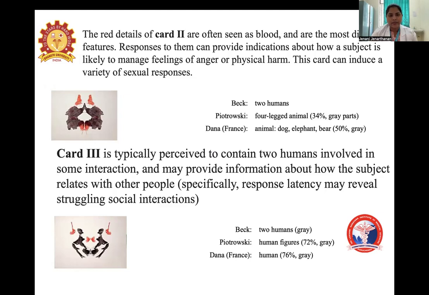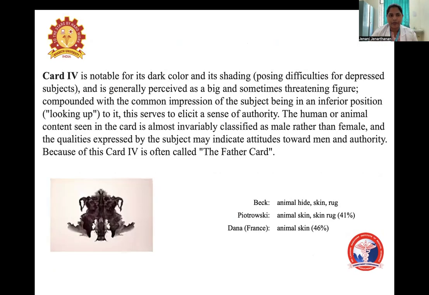Card 3 is typically perceived to contain two humans involved in some interaction and may provide information about how the subject relates with other people. Specifically, response latency may reveal struggling social interactions. Most responses are human figures, 72% gray, and human 76% as gray.